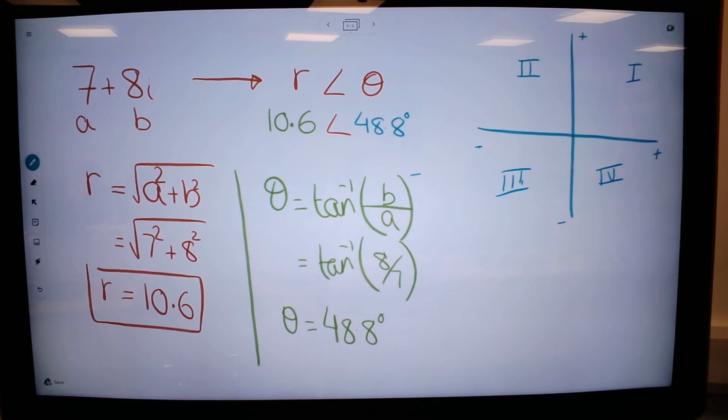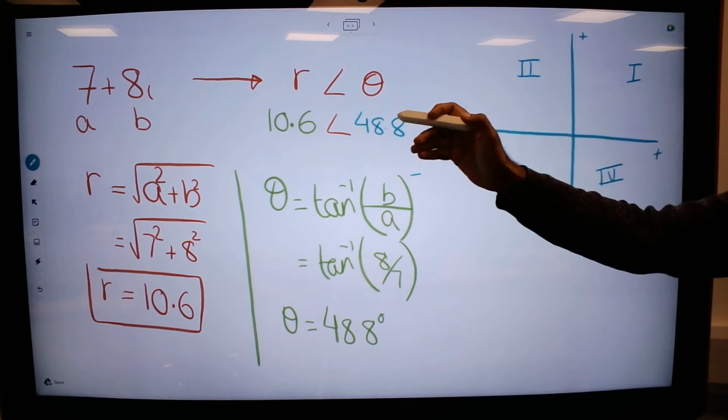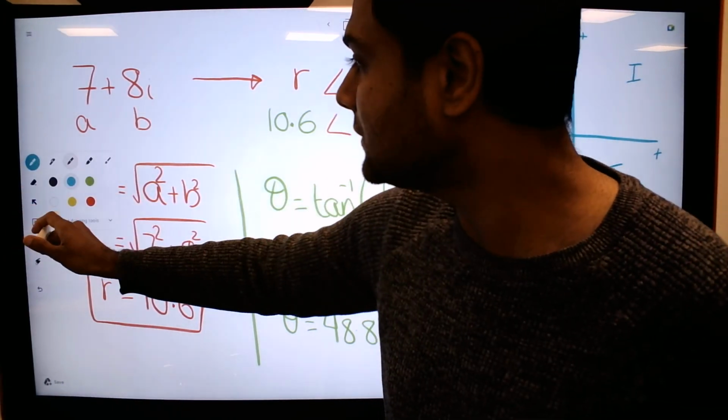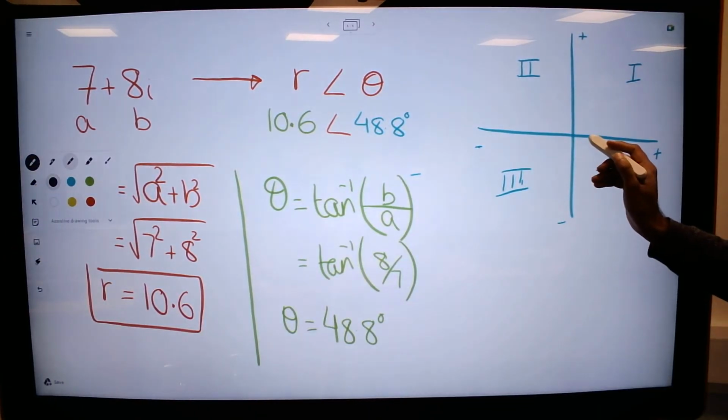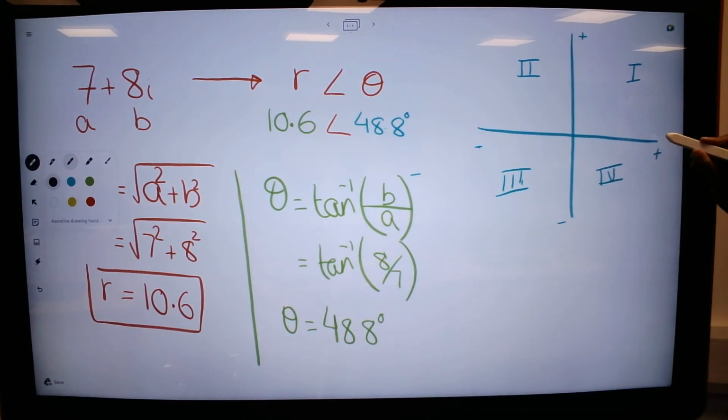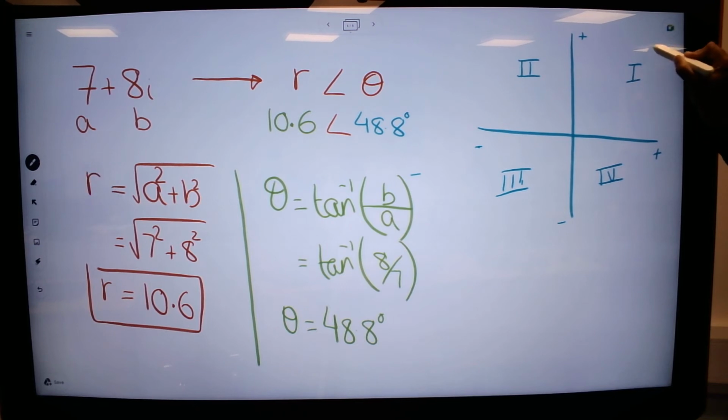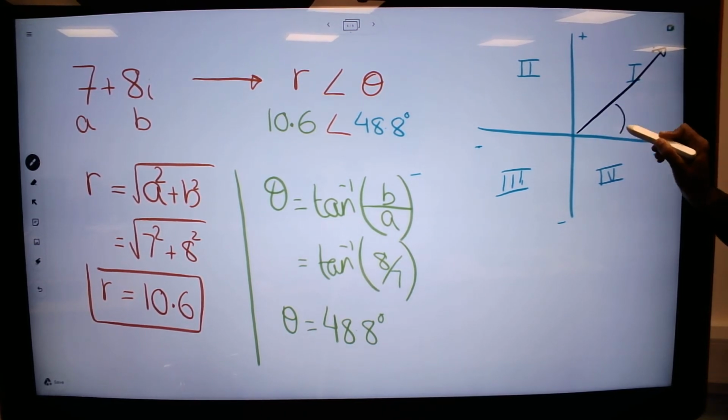So in this case, 7 was positive. So 1, 2, 3, 4, 5, 6, 7 up till here, and then 1, 2, 3, 4, 5, 6, 7, 8. So something here would be my theta, which is 48.8. And if I measure that length, it will be 10.6, if I do it to the scale. So this is the first one.